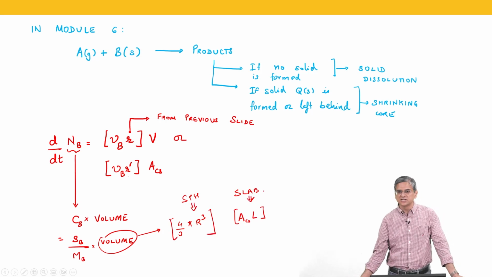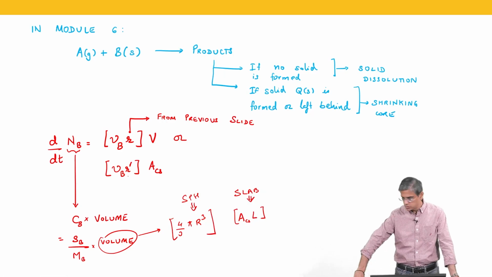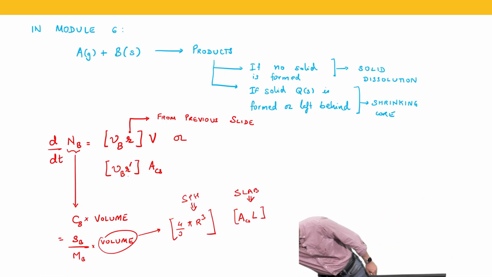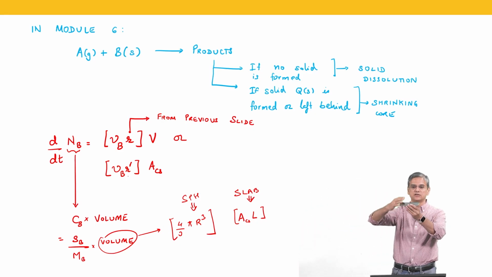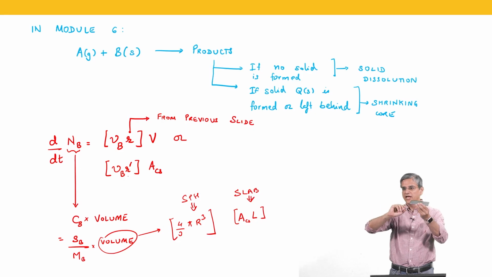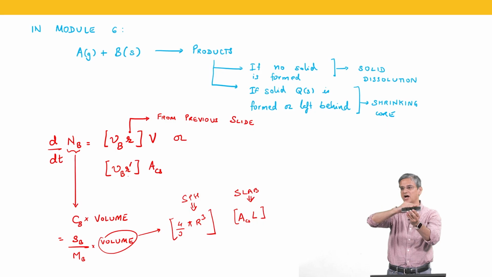If it is a slab, the volume is ACS multiplied by L. Let us say this is the slab that is getting reacted, this is your ACS. If this is a slab that is present in the flow, L is going to be half of the thickness of the slab. And as the reaction takes place, maybe the L is going to get reduced.